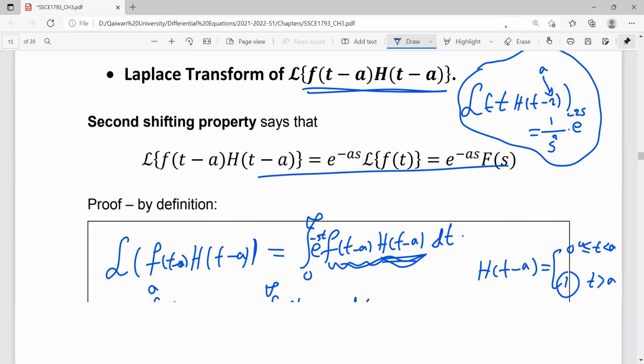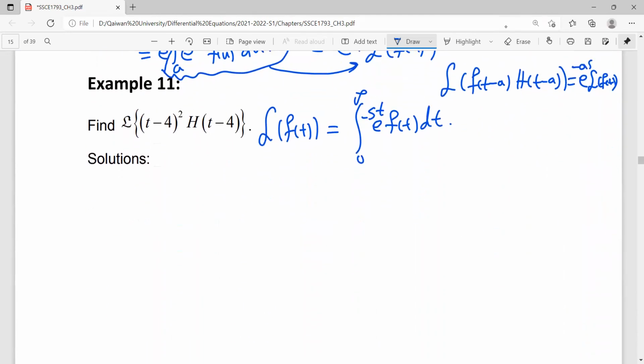Okay, so now we have an example. In this example, we say to find the Laplace transform for this function, a is 4. That means we are going to find the Laplace transform for this part, and then we multiply it by e to the power minus 4s.